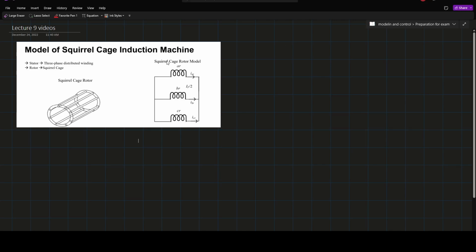Okay, for our model of our squirrel cage induction machine, we are gonna start with the synchronous speed, the mechanical speed, and we are gonna see the concept of slip. So first, let's start seeing what we got here. Because we put a squirrel cage around our rotor, we are gonna have this circuit.